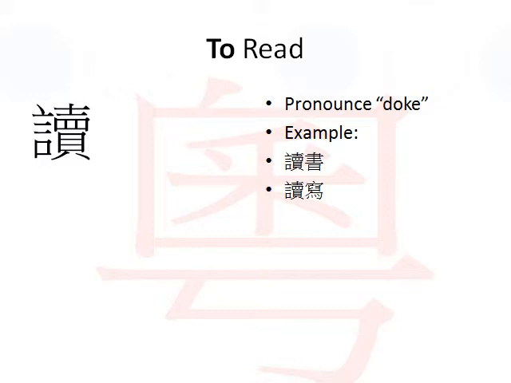To read. To read in Cantonese is pronounced as dok, which I think is similar to the English D-O-K-E, except you silence the K sound a bit, so it's more like dok. An example would be doksu, reading a book, or dokse, the next example that I provided in kanji, which means read and write.